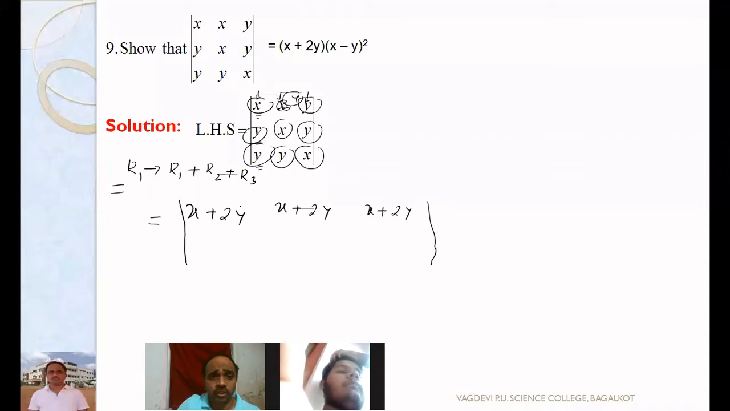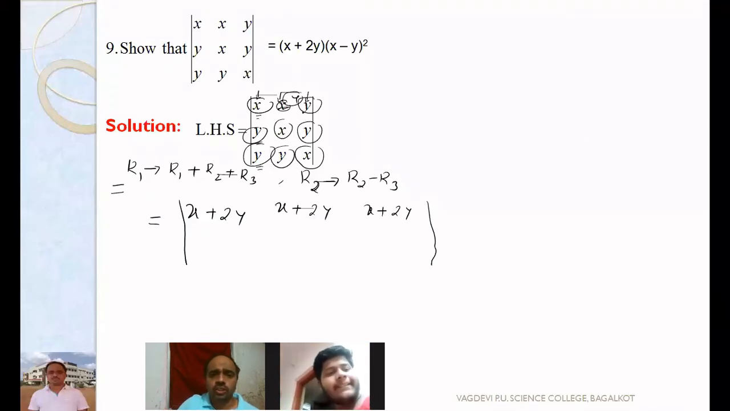Otherwise, you do one more operation. R2 changes to R2 minus R3. Please concentrate. Please have some privacy in your room. Don't get disturbed by someone else. And take a notebook and pen.